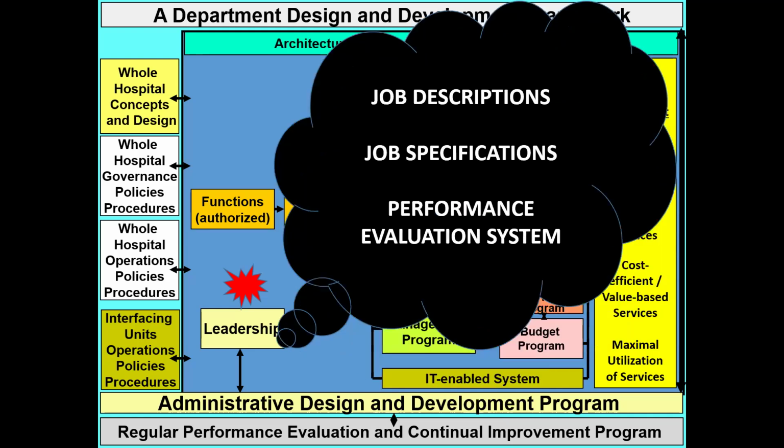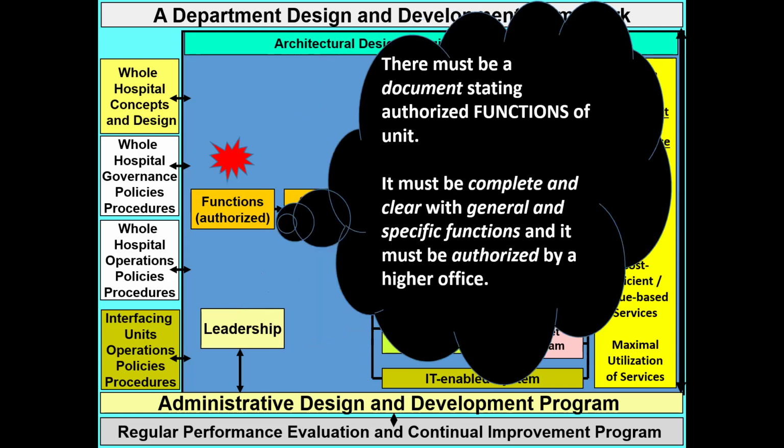There must be at least a job description, job specification, and performance evaluation system of the leaders and managers, including the CEO, the chief of hospitals. Functions: there must be a document stating the authorized functions of the unit. It must be complete and clear with general and specific functions, and it must be authorized by a higher office. It's not enough that the head of the department just formulated the functions of his department, okay. It must be authorized by the higher office and communicated to other departments.